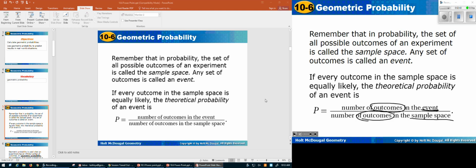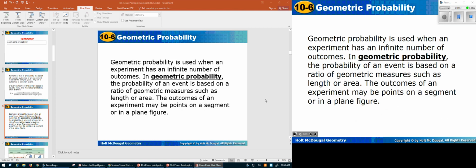Okay? So in geometry, we're going to be looking at different types of probability based on our geometry ideas. The definition for geometric probability is the probability of an event based on a ratio of geometric measurements like length or area. And since we've been talking about calculating area, we're going to find the probability of areas.